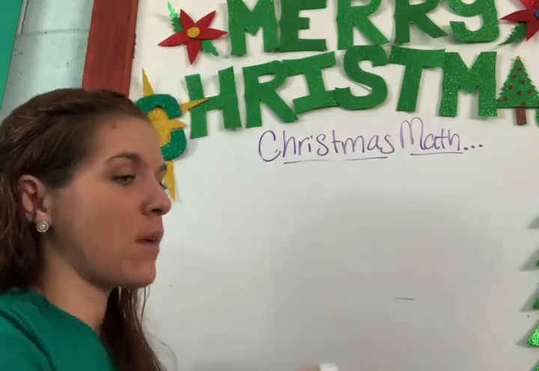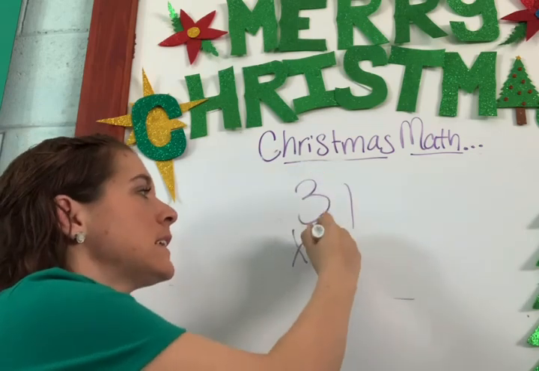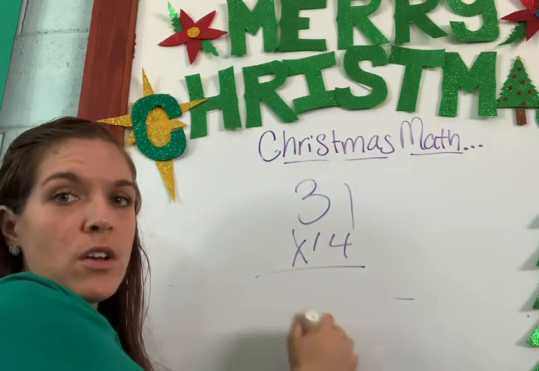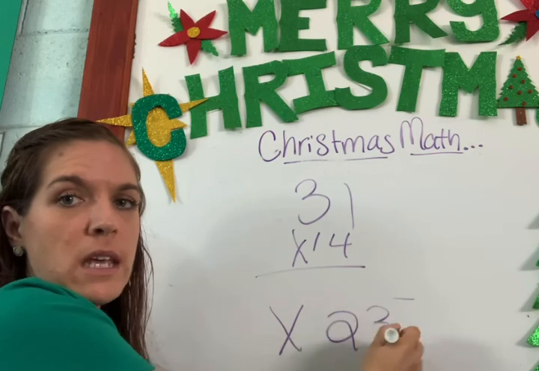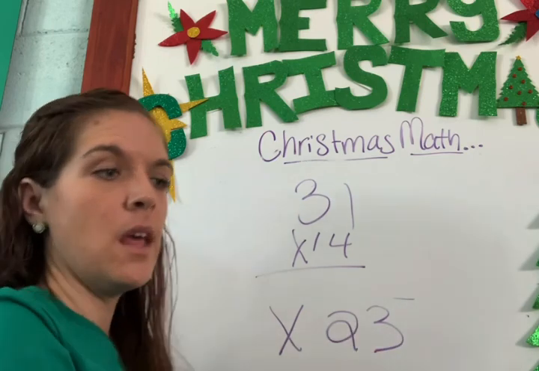Which means you do need to write it like this, 31 times 14. Whatever answer you get here, you need to multiply that answer by 23. Okay? That's what you do for that one.